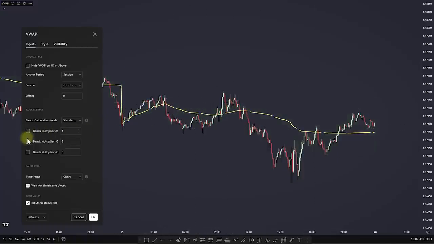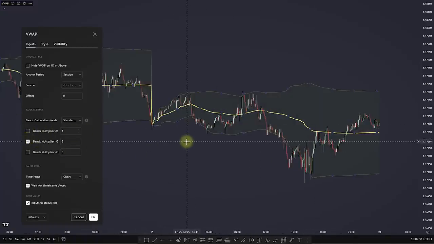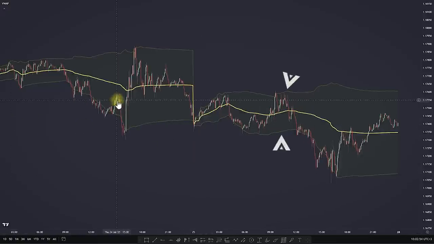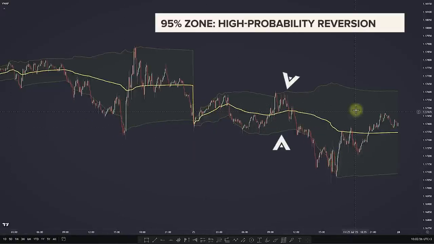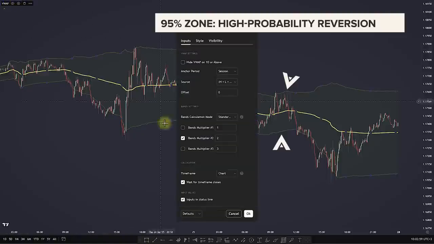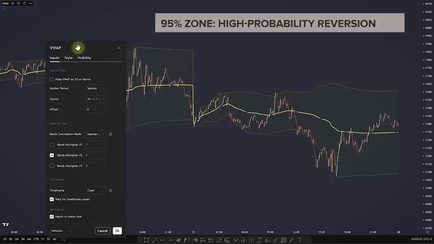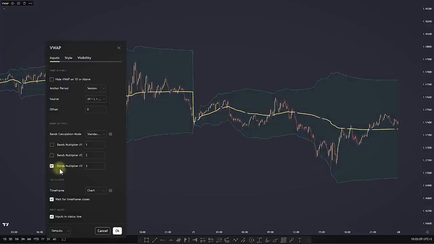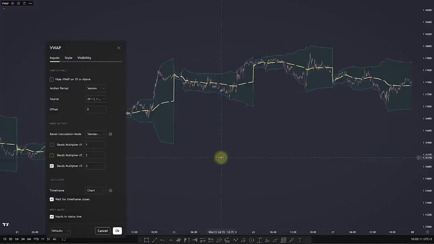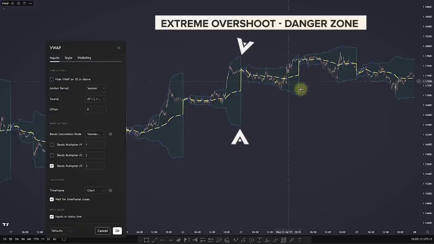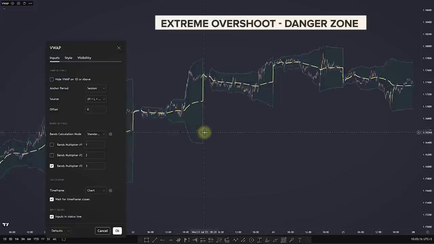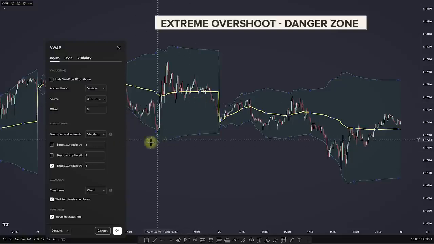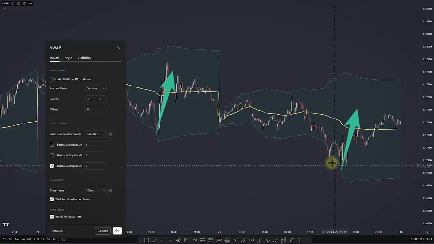But watch what happens at the +2 and -2 bands. This is where 95% of price action should stay contained. When price hits these levels, you get mean reversion signals. The probability heavily favors a move back toward VWAP. The +3 and -3 bands are the extreme levels. Only 0.3% of price action should reach here. When it does, you're either seeing a genuine breakout or an extreme overshoot that will snap back violently.